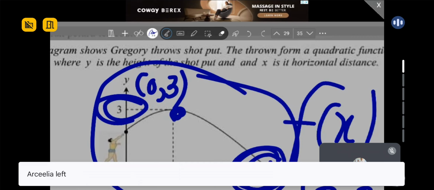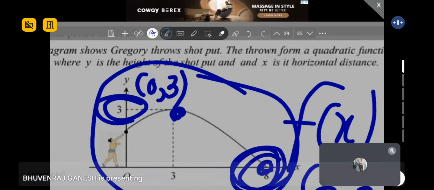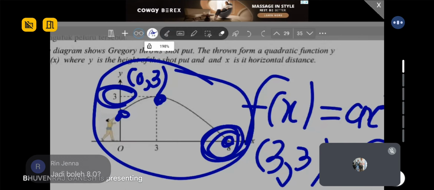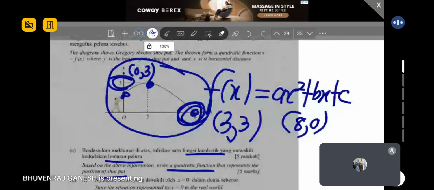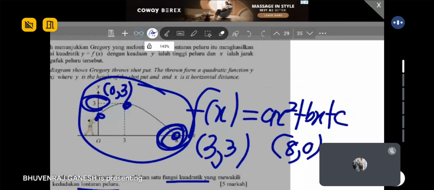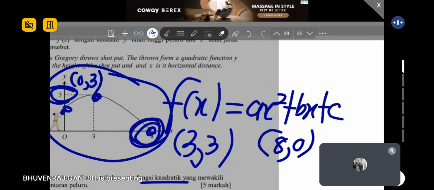Contoh, yang ni atas graf. Yang ni atas graf. Boleh faham guys? Yang ni pun atas graf. Tapi kita tak tahu yang tu. Okay? Yes, 80 boleh. Okay? Can? Senang kan? Very straightforward.